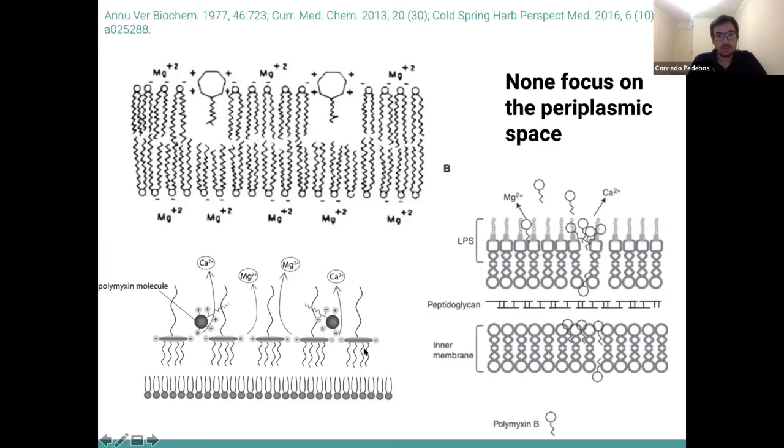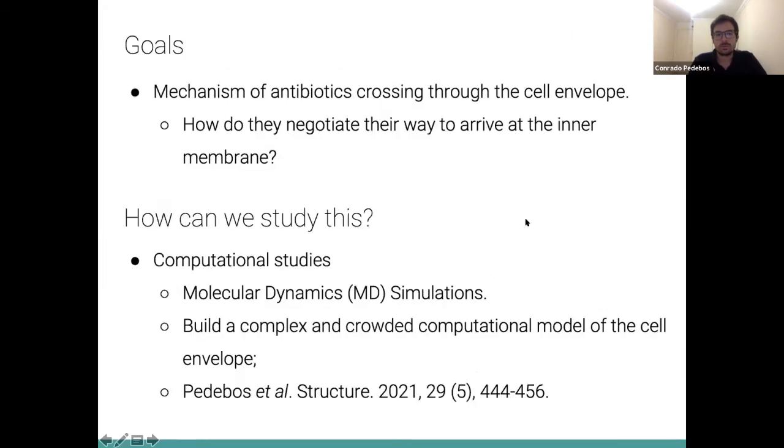So the goal of my work was to assess the mechanism of antibiotics crossing through the cell envelope, and more specifically, how they negotiate their way to arrive at the inner membrane. One way that we thought was interesting to study this was by doing computational studies, and we used molecular dynamics simulations for this work. We built a complex and crowded computational model of the cell envelope, and this work was published earlier this year. So if anyone is interested in having a look, you can check that.